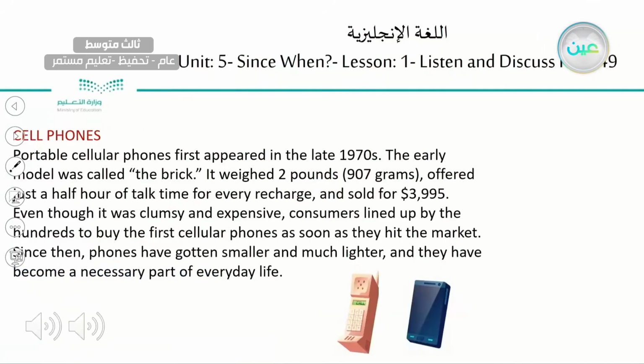Okay? Cell phones, it's a paragraph about cell phones. Let's hear it together. Cell phones. Portable cellular phones first appeared in the late 1970s. The early model was called the Brick. It weighed 2 pounds, 907 grams, offered just a half hour of talk time for every recharge, and sold for $3,995. Even though it was clumsy and expensive, consumers lined up by the hundreds to buy the first cellular phones as soon as they hit the market. Since then, phones have gotten smaller and much lighter, and they have become a necessary part of everyday life.